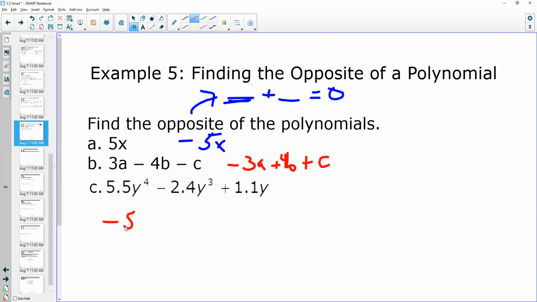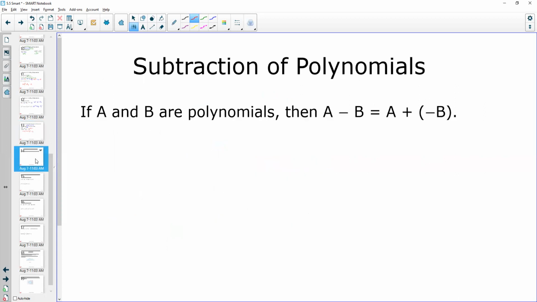Same thing in the next one. The opposite of 5.5 y to the fourth is negative 5.5 y to the fourth. The opposite of negative 2.4 y to the third is plus 2.4 y to the third. And then the opposite of 1.1y is just minus 1.1y. Okay. So we've added, now we're going to subtract.